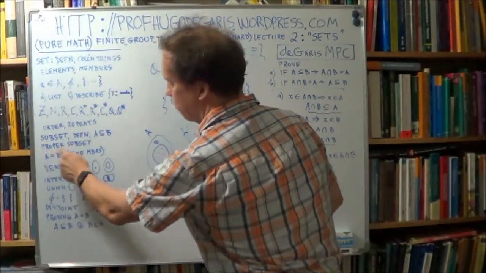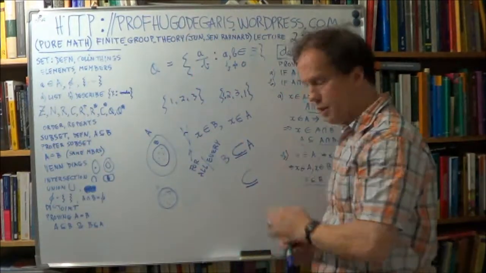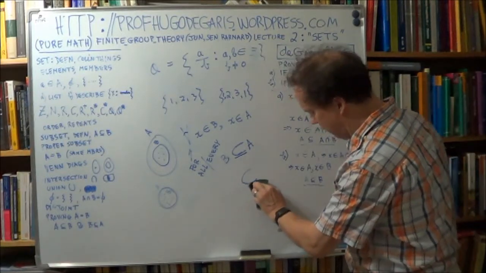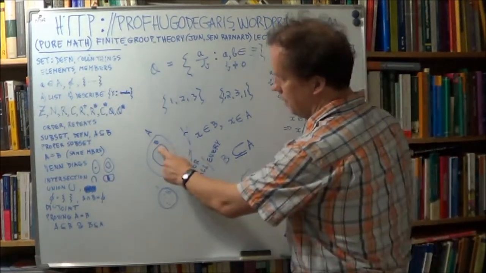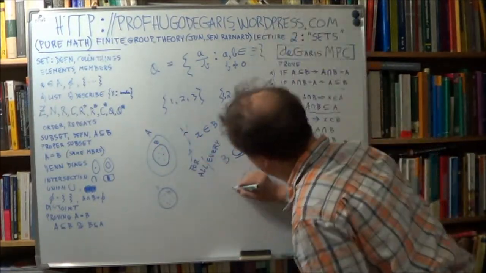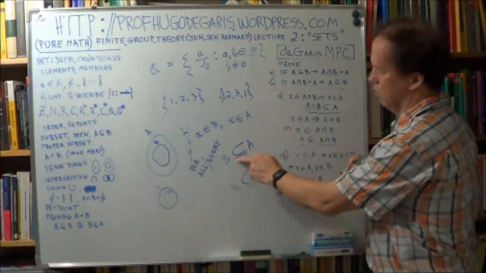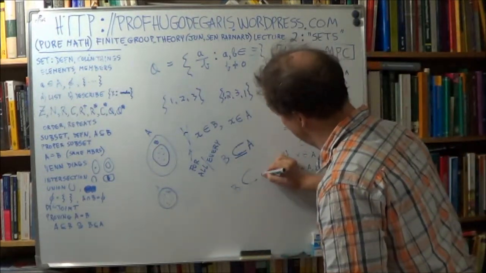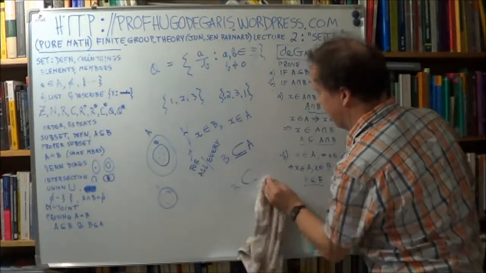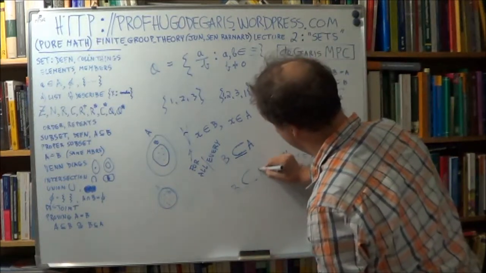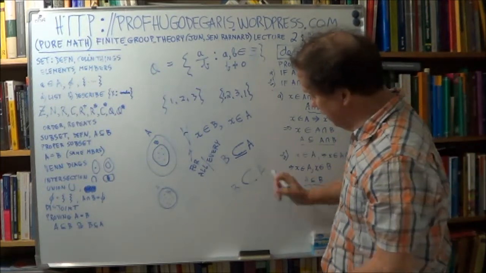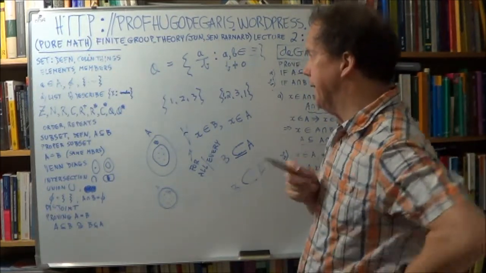Now, if it's not, here's where this concept comes in. A proper subset. A proper subset means this without the equals, right? So that means that B then is strictly smaller, has fewer elements in it than A. So if you don't have this equal line here, that means that B is a proper subset of A. Okay.